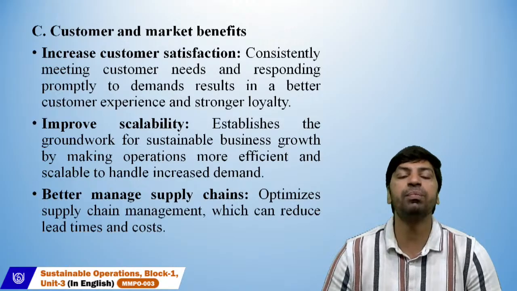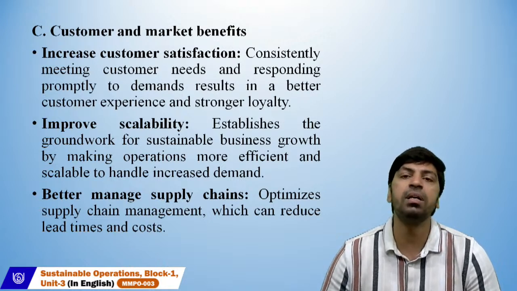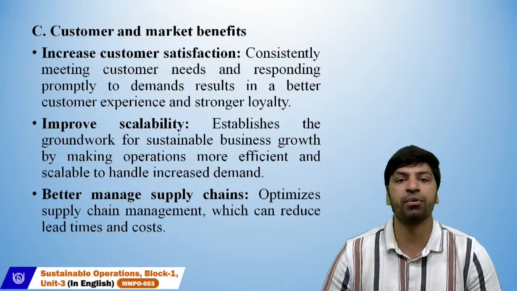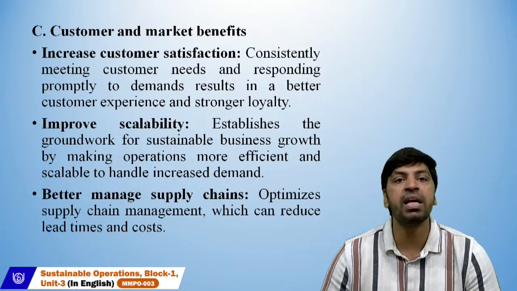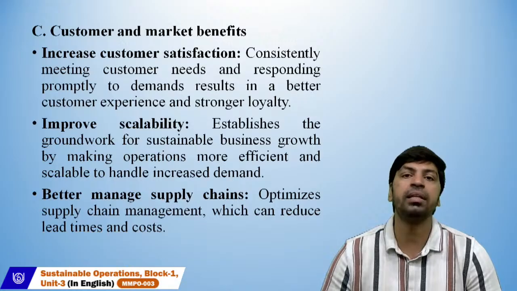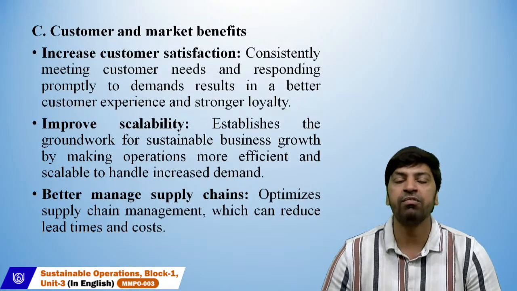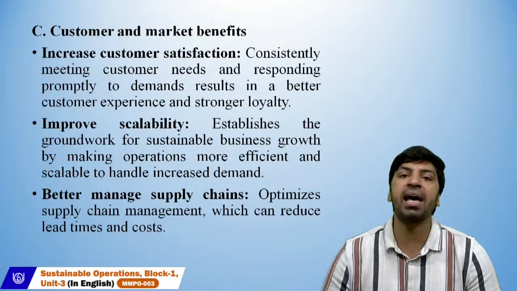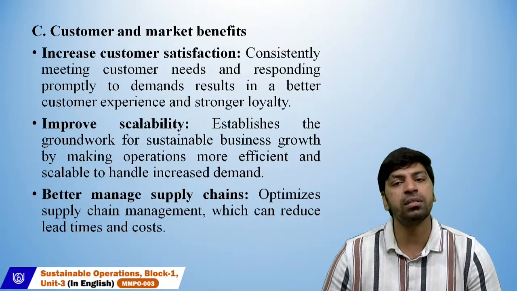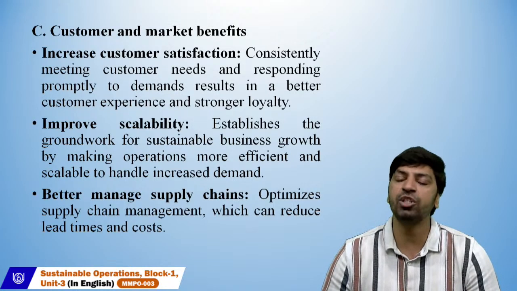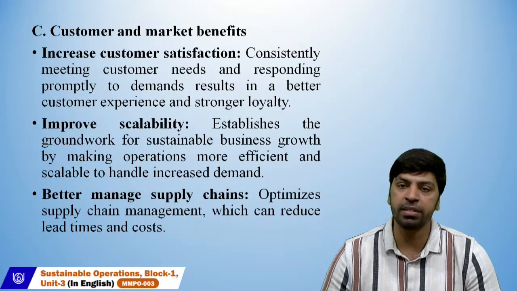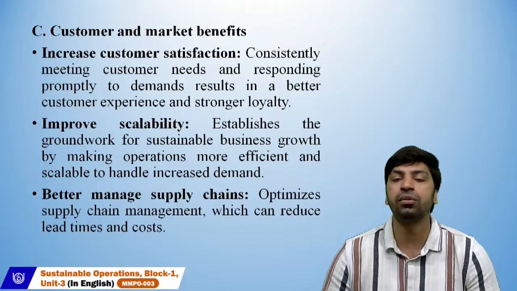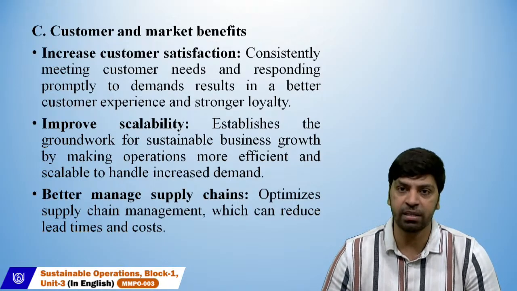Next one is improved scalability. It also establishes the groundwork for sustainable business growth by making operations more effective and scalable to handle increased demand. And the last one is better supply chain management. It also optimizes the supply chain management, which reduces lead times and cost, and it can be done through the operations strategy.